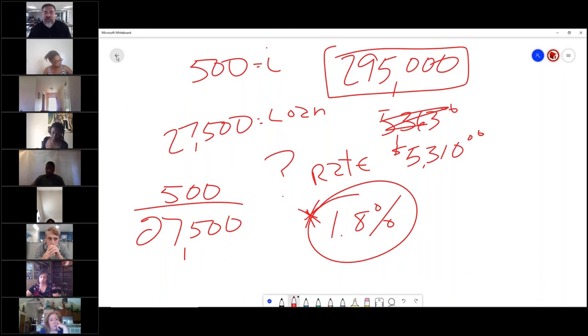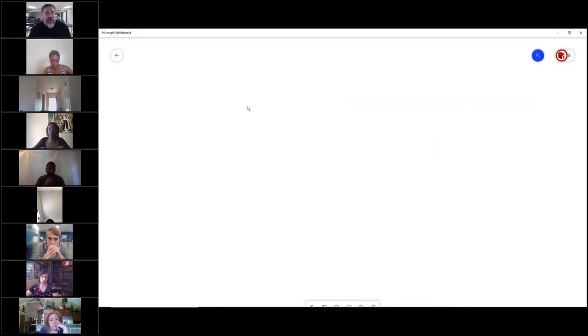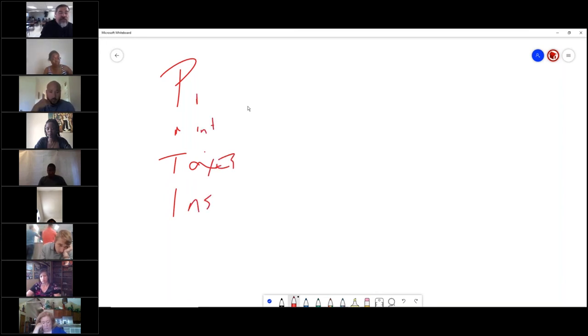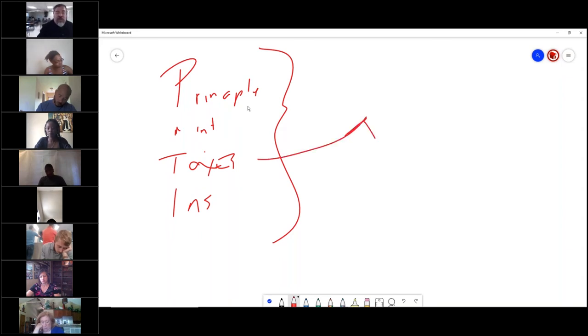Principal, interest, taxes, and insurance. That's PITI. Typically, that is when they're escrowed. The T and I stand for taxes and insurance, and the P and I are the principal and interest. When someone says my payments are escrowed, that means they're paying PITI. The tax and insurance money goes into an escrow account.